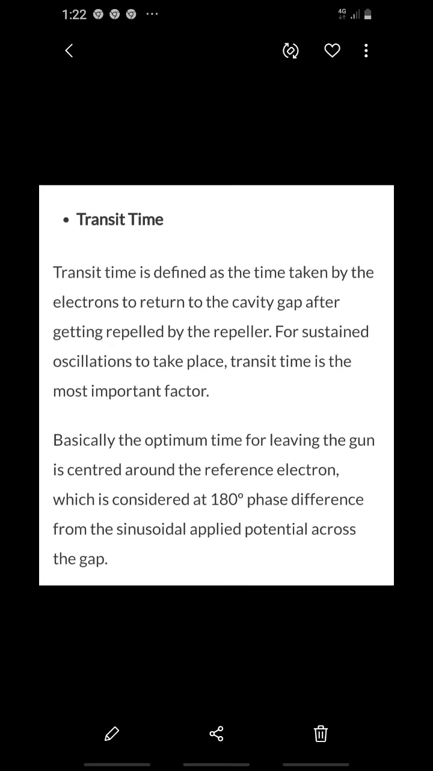Transit time is the time taken by the electrons to return to the cavity gap after getting repelled by the repeller. For sustained oscillations to take place, transit time is the most important factor.